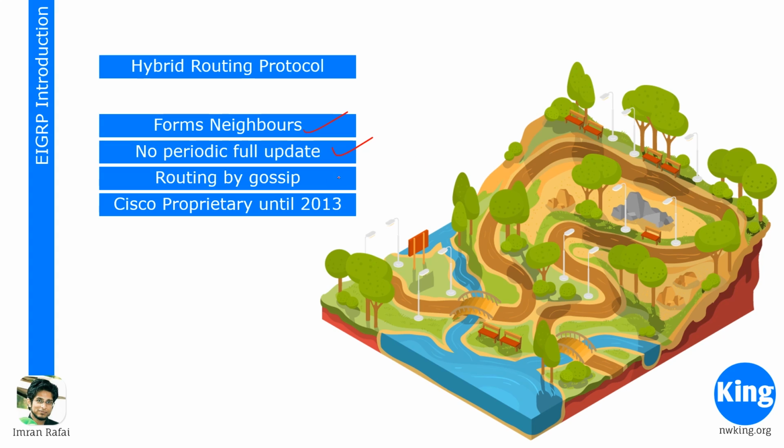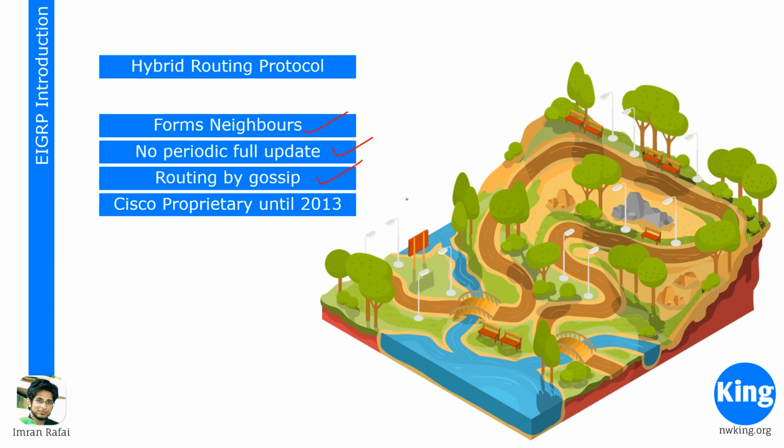What does it take from distance vector? Unlike OSPF, which is a link state routing protocol which learns about the entire network topology before it makes its routing decision, EIGRP does not do that. EIGRP is more like RIP. It just routes by gossip. Now when I say routes by gossip, your neighbor tells you something and EIGRP, just like RIP, would accept it.